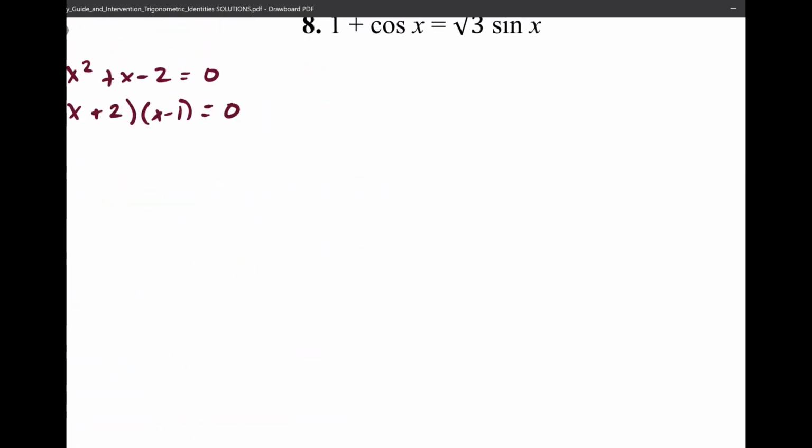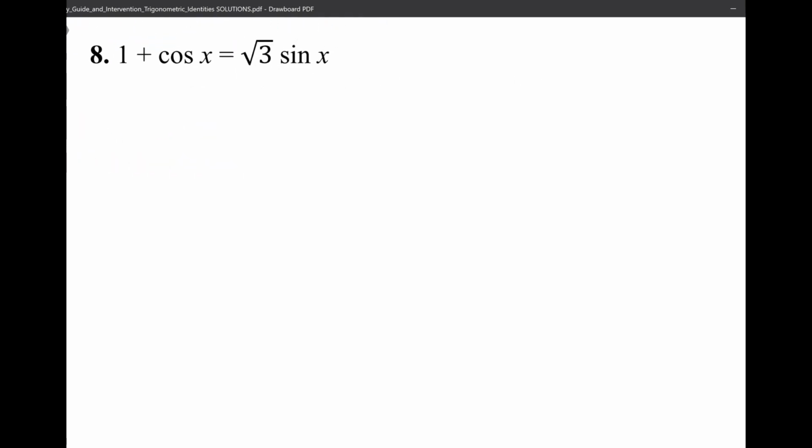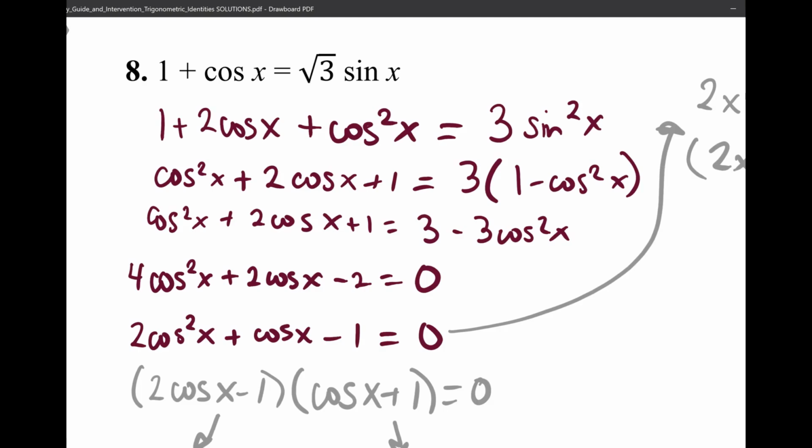Alright, here's the last problem. So pause the video, I'll let you think how to solve this, and then we'll go over it together. So here, I decided to square both sides. So I have 1 plus cosine x equals square root of 3 sine x. I'm going to square both sides.